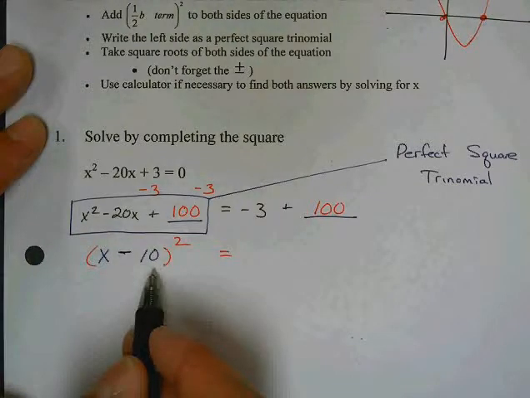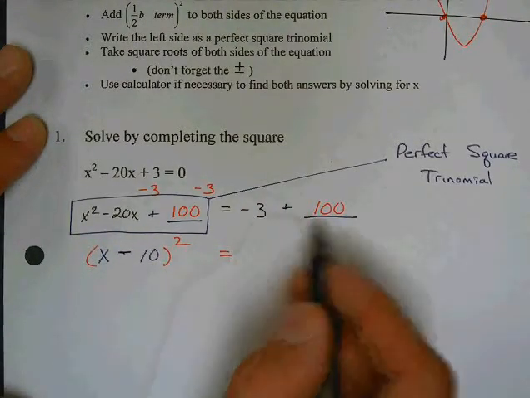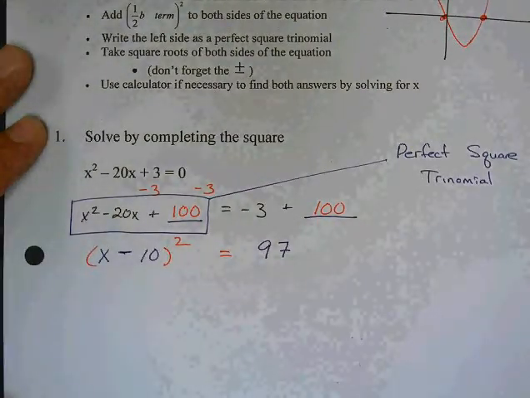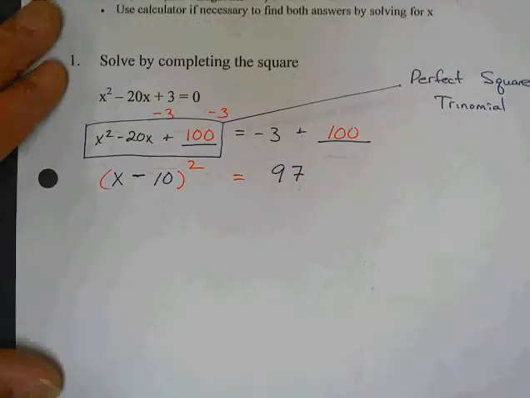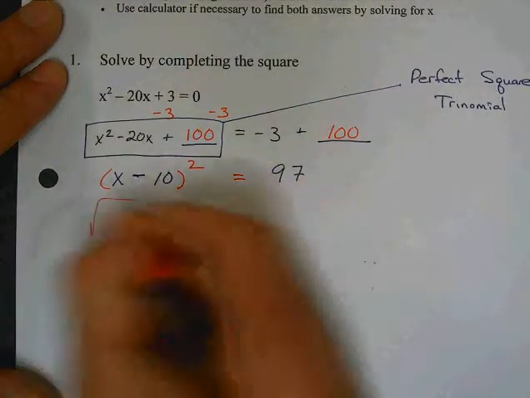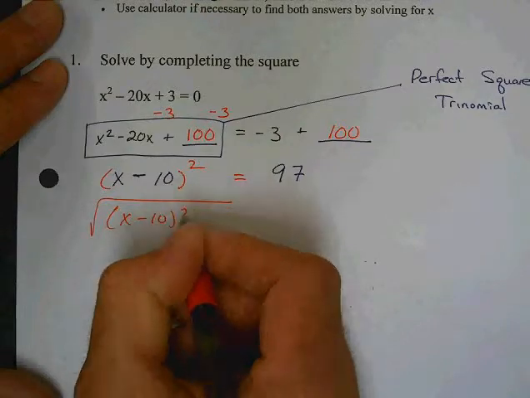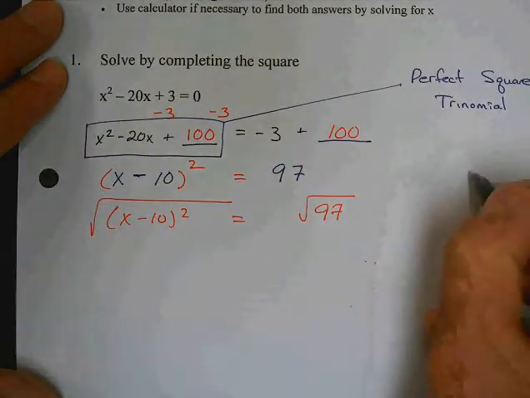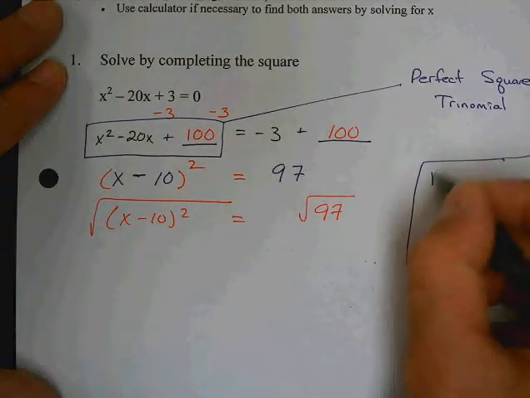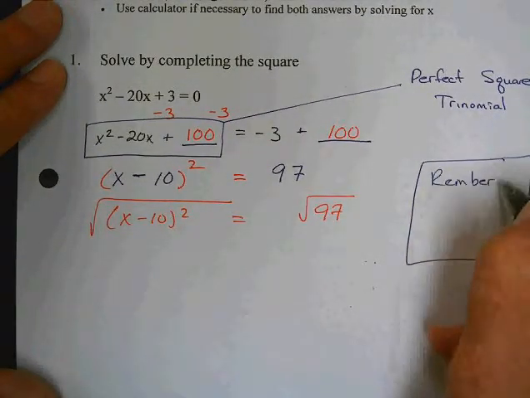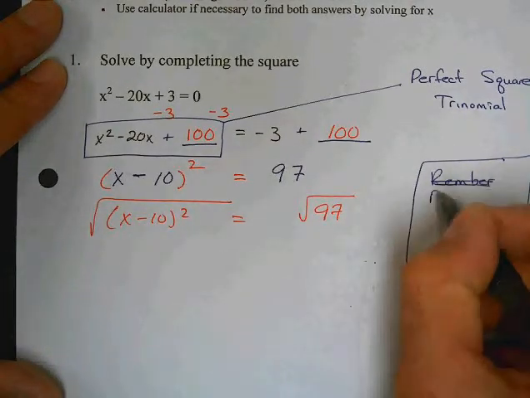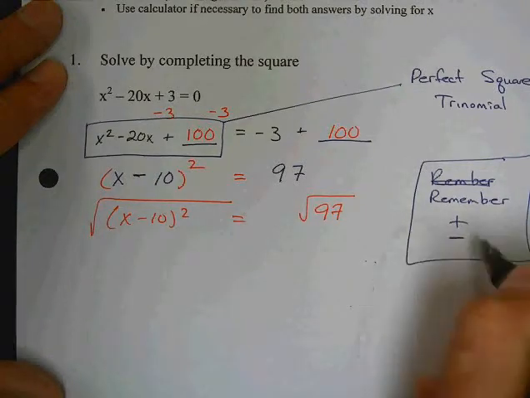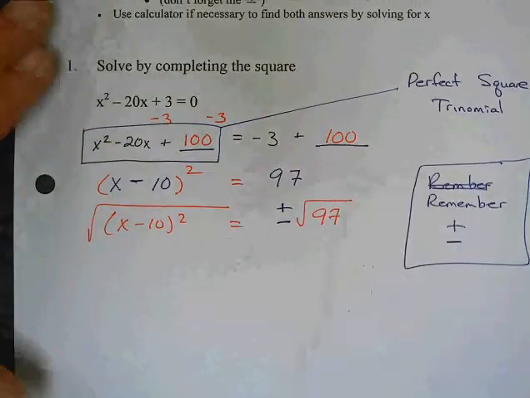All right? Someone help me, what's negative 3 plus 100? 97. Be a cool math student. Cross your sevens. All right, let's take the square root of both sides. The square root of x minus 10 squared. The square root of 97. And now I need to make a big note over here. Remember the plus or minus. When you take the square root of both sides, you've got to remember plus or minus.